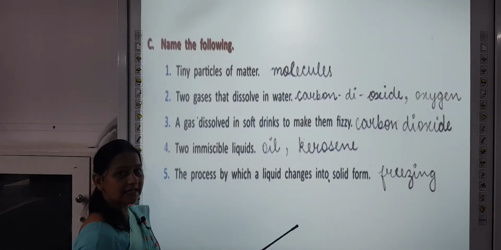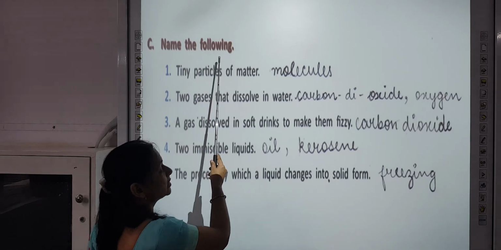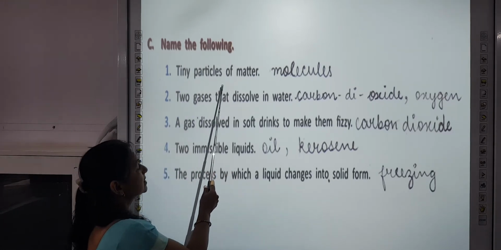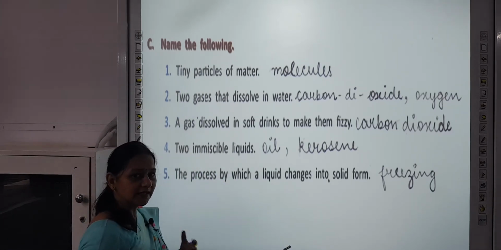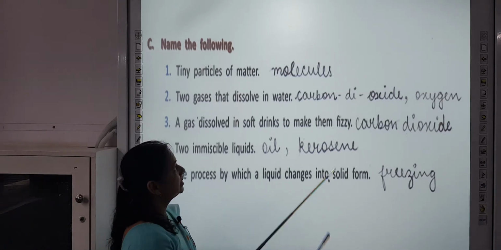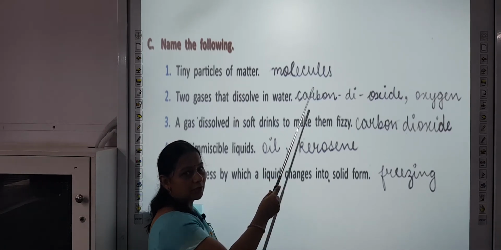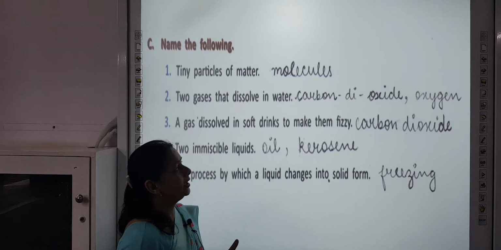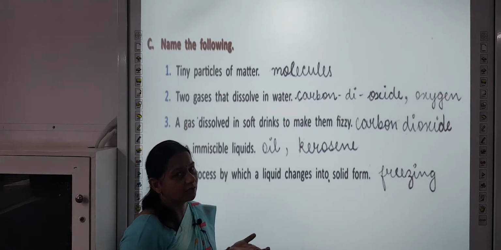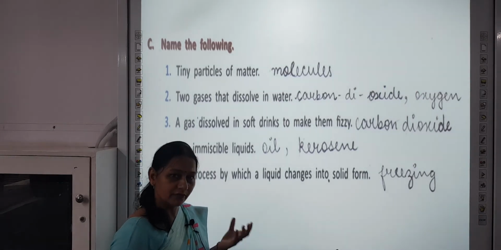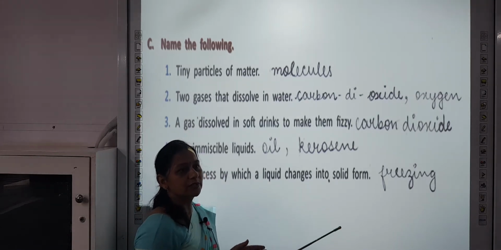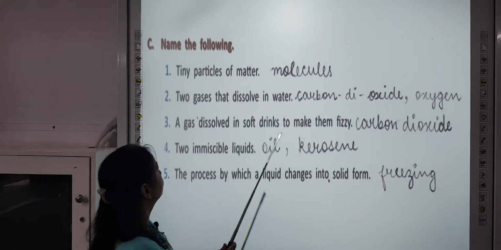So, next question is, name the following. Tiny particles of matter. What are the tiny particles that make up matter? They are molecules. Molecules are very small. We are not able to see them with the naked eye. We need some instrument or apparatus to see them.